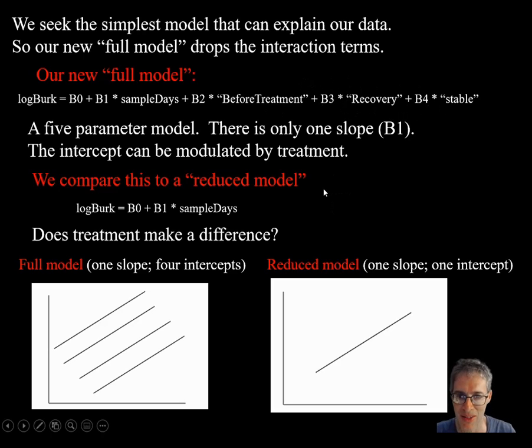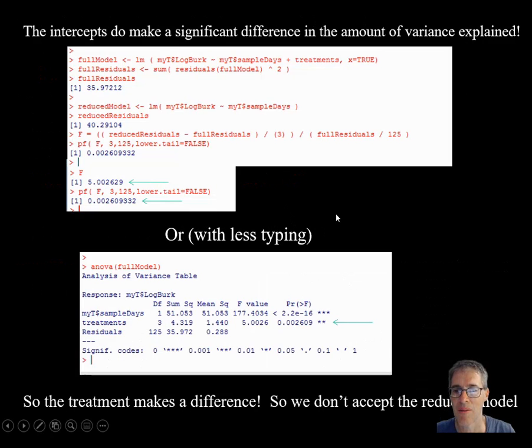And we're going to compare this to a reduced model that only has a slope, right? That doesn't care about the treatment conditions. So the reduced model has 2 parameters, B0 and B1. The full model has 5 parameters. And is there a difference between these 2 models? So same thing. My full model now used to be my reduced model, but now it's my full model. So my full model has this plus term, but no interaction terms. My reduced model doesn't have the treatments in it at all. It's just a simple linear regression.